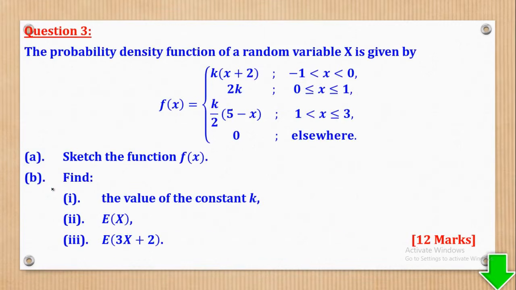So with that formula, now let's go to a question which can help us to memorize what we have learned in part C and the expected value of x. So question 3 says the probability density function of a random variable capital X is given by, so this is the function, then sketch the function f(x), then part B Roman 1, find the value of the constant k, then Roman 2, find E(x), and Roman 3, find E(3x plus 2).